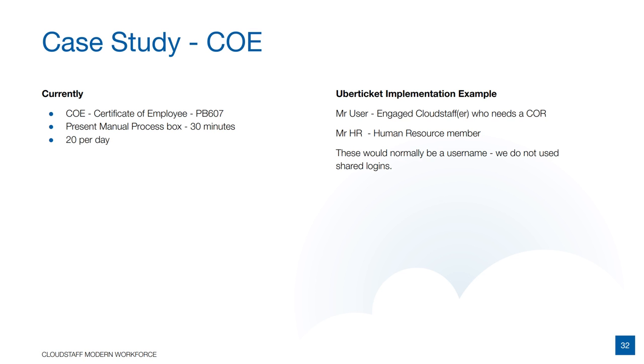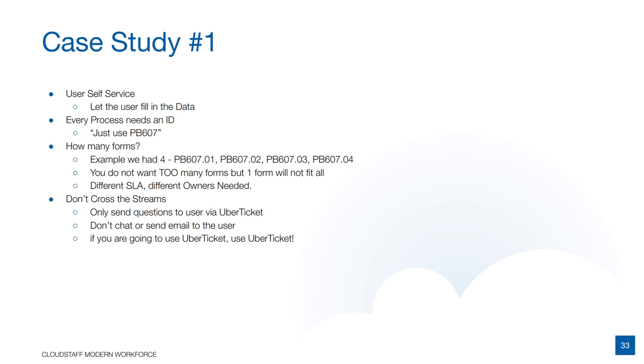So that gives you a fairly quick example, a little simple case study about how we use UberTickets. A couple of points I would like to make in this case study. Firstly, you'll notice that we try to collect as much information and as much data from the user as possible. This is called user self-service. So we encourage the user to be able to fill in as much information when we collect it from the form. You'll also notice every process has an ID number, and every department is responsible for creating all the various processes and assigning the ID numbers.